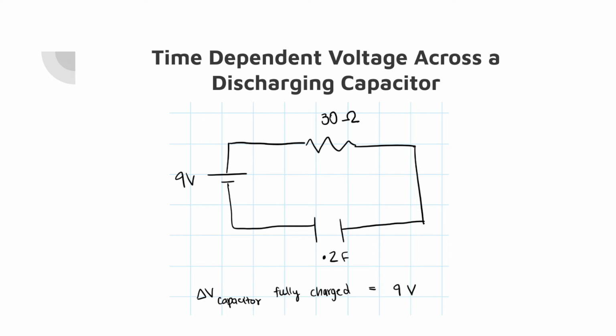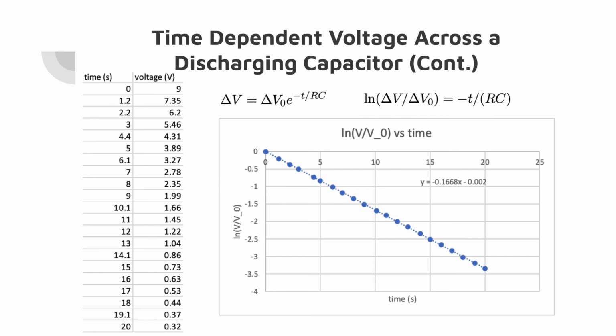Next, I moved on to the third part of the lab, which deals with analyzing time-dependent voltage changes across a discharging capacitor. We are dealing with a 30 ohm bulb and a 0.2 farad capacitor. Here is the data I collected. I collected data for 20 seconds and took note of the potential difference across the capacitor as it was discharging. The equation for delta V shown is the potential difference for a discharging capacitor. The potential difference decreases exponentially until it reaches 0.